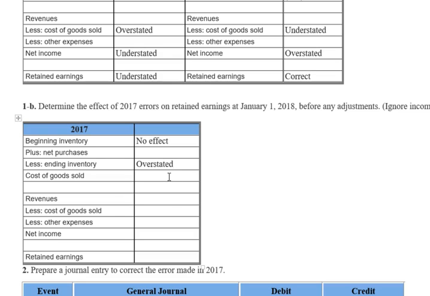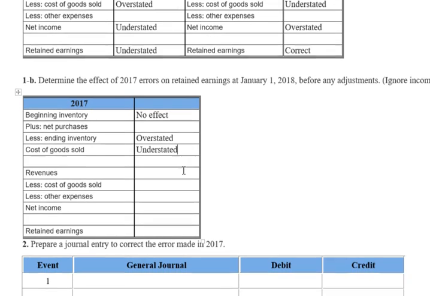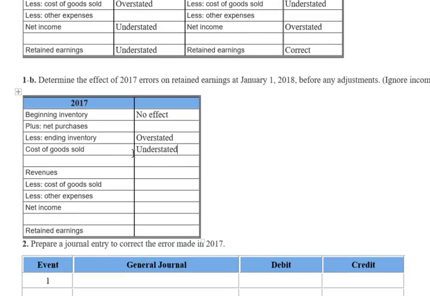If inventory is overstated, that means our cost of goods sold is understated. In other words, we didn't write out enough inventory as sold, so therefore we have understated our cost of goods sold. If our cost of goods sold is understated, what happens to income? Well, anytime an expense is understated, income is overstated. We did not take enough in expenses, and that would mean our retained earnings is overstated.